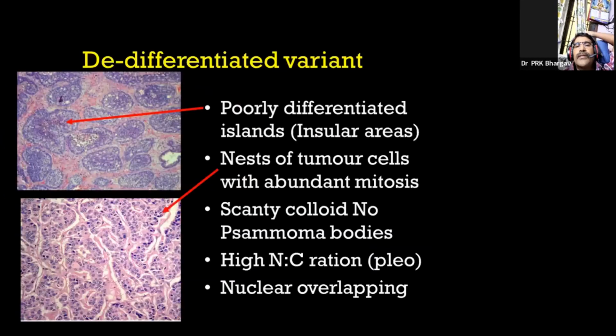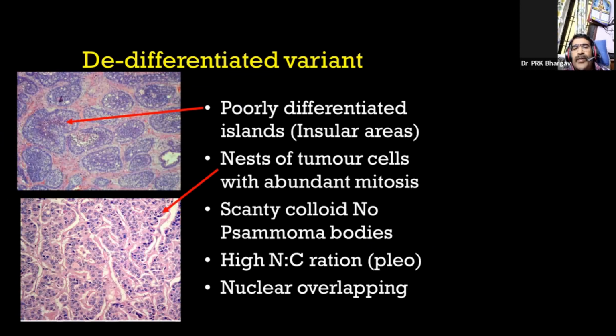Next. So this is a poorly differentiated or dedifferentiated variety, which is the insular variant. Very poorly differentiated tumor. We have quite a few publications. I have studied extensively in this, both in SGBG and post SGBG. So presence of poorly differentiated areas with solid trabecular variants and also insular variants.